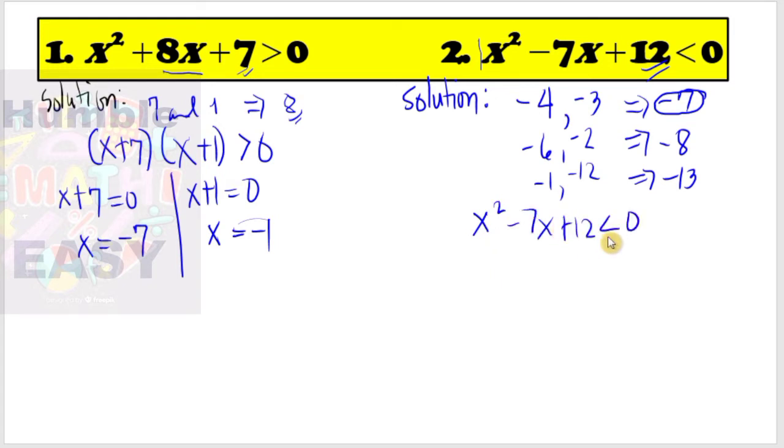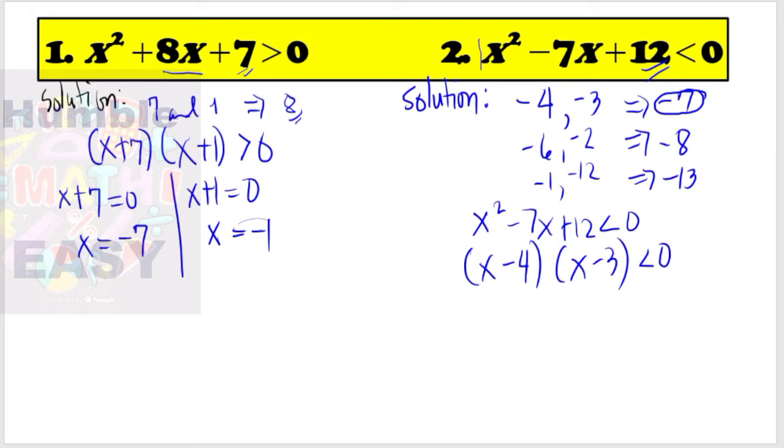x squared minus 7x plus 12 is less than 0. Then the factors now are x minus 4, x minus 3, which is less than 0. So okay, that is how to deal with our given.